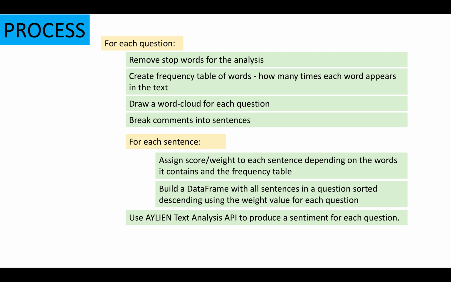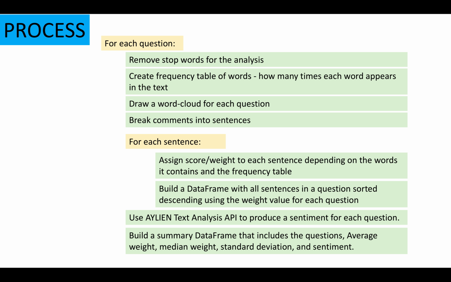So we will be using the external API, and the good thing about it is that you will know how to connect to an external API from Python and do the process you would like to do. Then we'll create a summary table for each question. We'll put the weight, the average of the weight, the median, standard deviation, and sentiment that came from the AYLIEN service. So we'll do that.